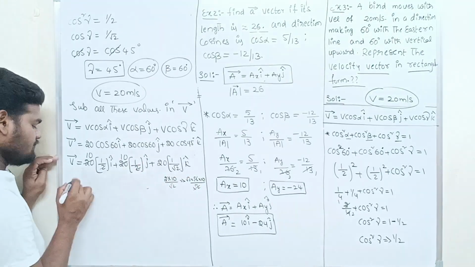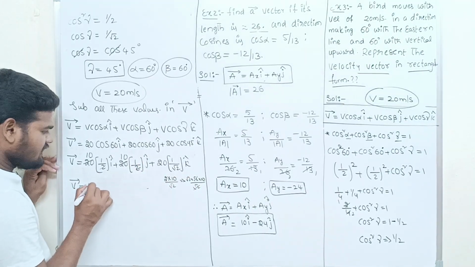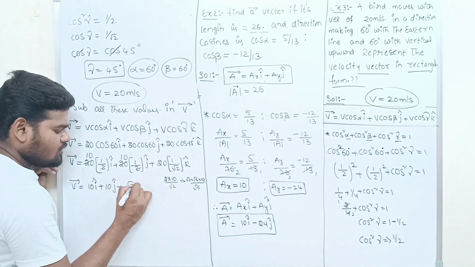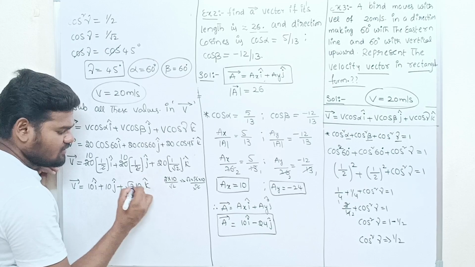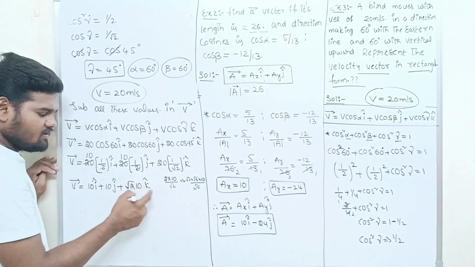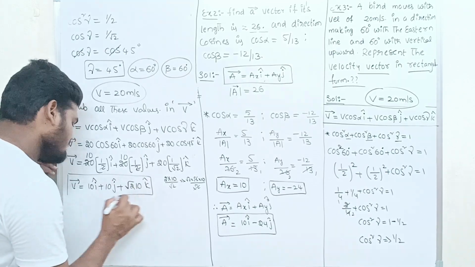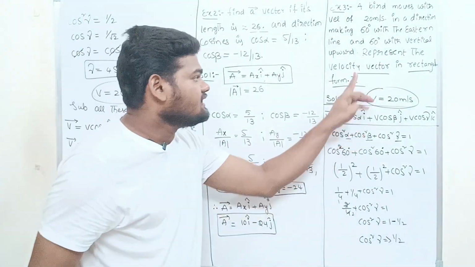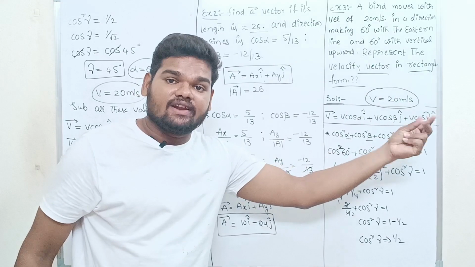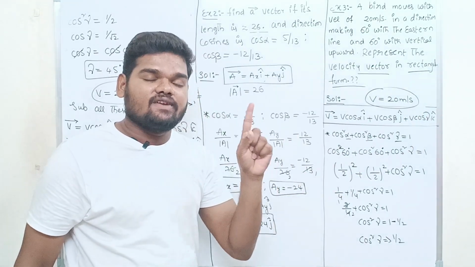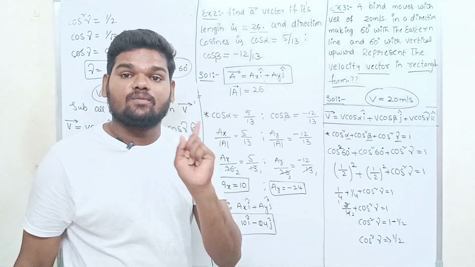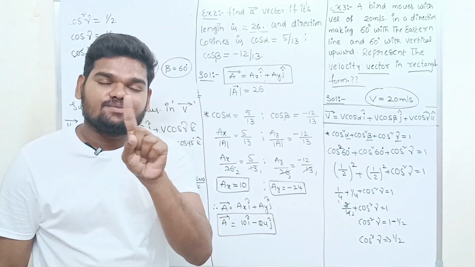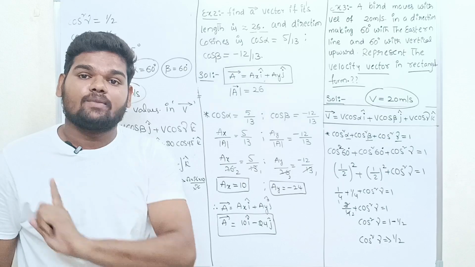So V bar is equal to 10 i cap plus 10 j cap plus root 2 into 10 k cap. So this is the required answer. This is the velocity vector in the form of rectangular components. Just remember any vector in terms of rectangular components: V bar is equal to V cos alpha i cap plus V cos beta j cap plus V cos gamma k cap.